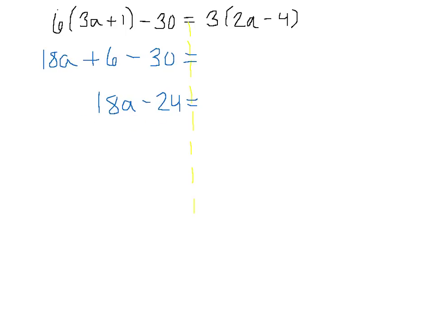I'm going to simplify the right side of my equation at this time. It's going to be a little bit simpler. When I distribute, I'm going to get 6a minus 12. And as you can see, there's nothing we can do to simplify this. So for now, I'm just going to rewrite that right underneath.